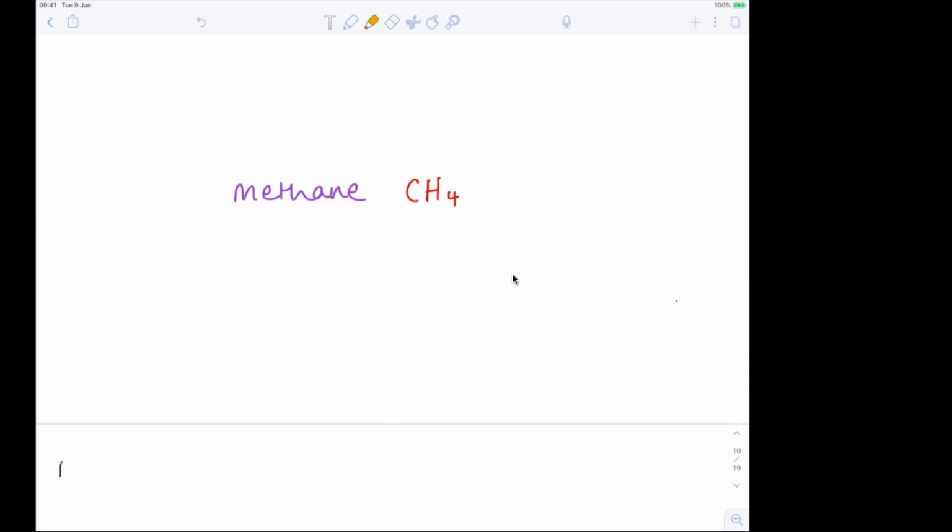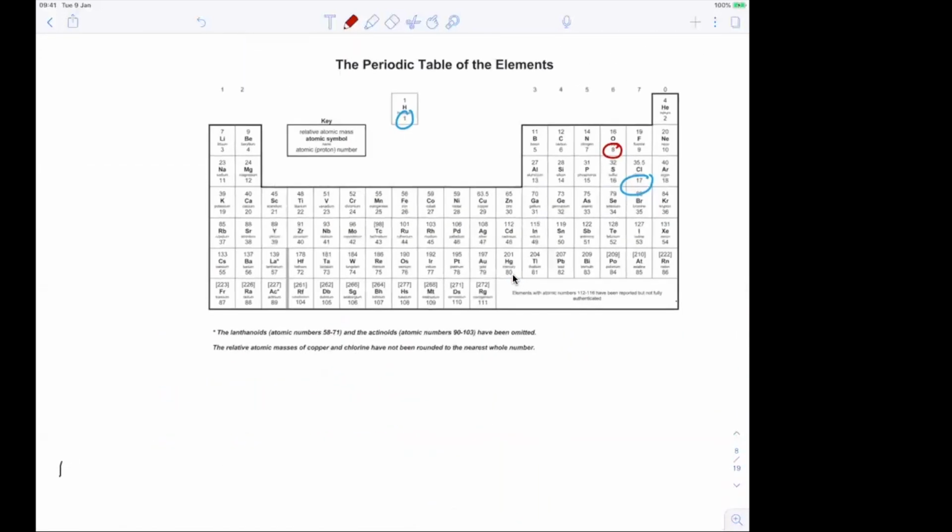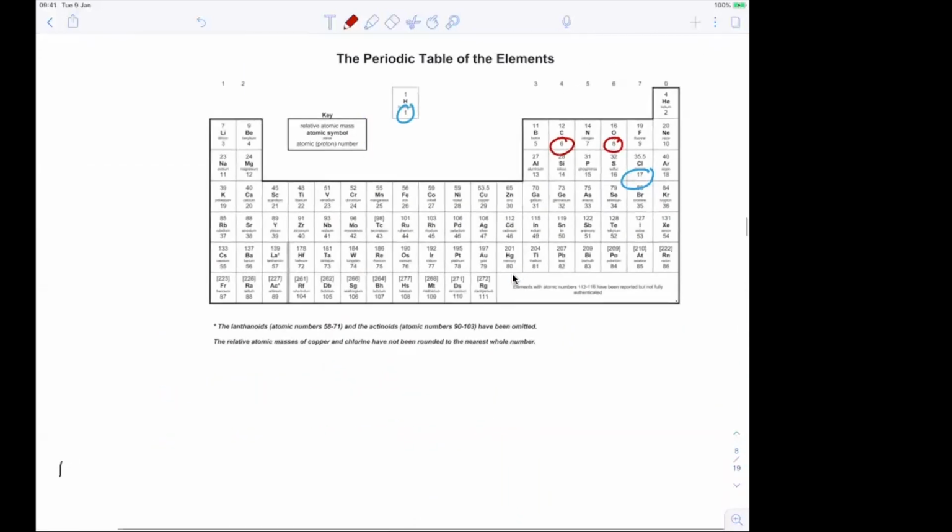Okay, methane now. So we're looking at a hydrocarbon. So let's work out how we're going to make this symmetrical. We need that carbon atom to be in the middle, and then we're going to have our 4 hydrogen atoms at 12 o'clock, 3 o'clock, 6 o'clock, and 9 o'clock. Make sure you label your elements. Hydrogen has 1 electron. Constantly looking at the periodic table. Carbon has 6 electrons.